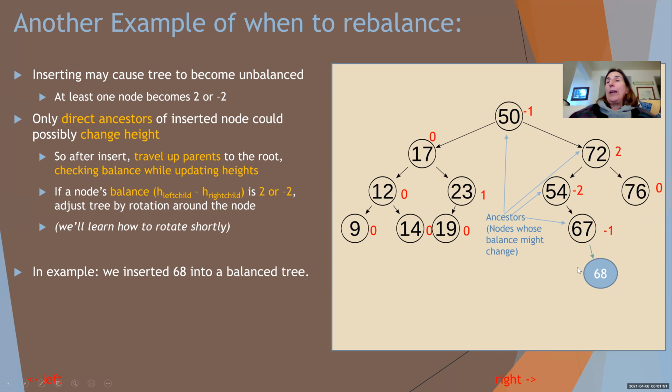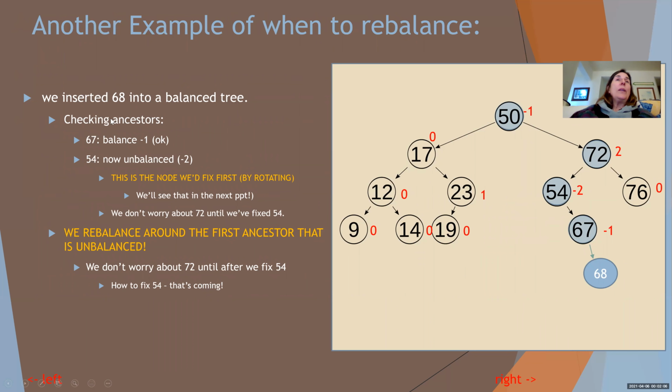And the first one, I inserted 68. I traveled back up through the parents. The first parent I hit that has an imbalance, we're going to fix. And we fix that before we even look at 72. Okay, so we inserted 68. We checked the ancestors. 67's balance is okay. It's -1. 54's balance is now -2. That's not okay. So this is the node we'd fix.